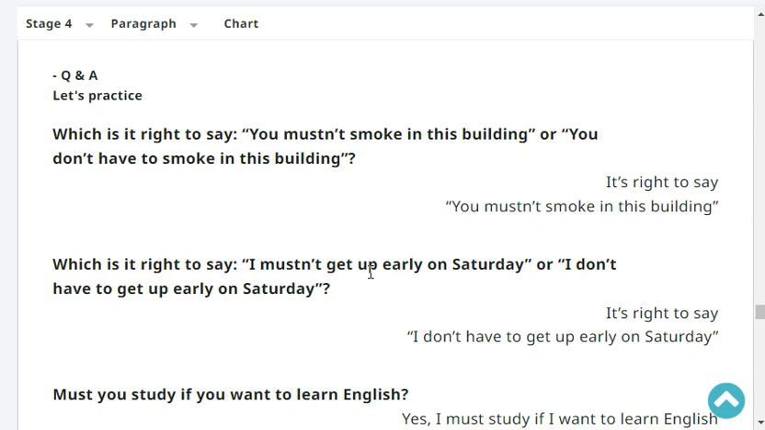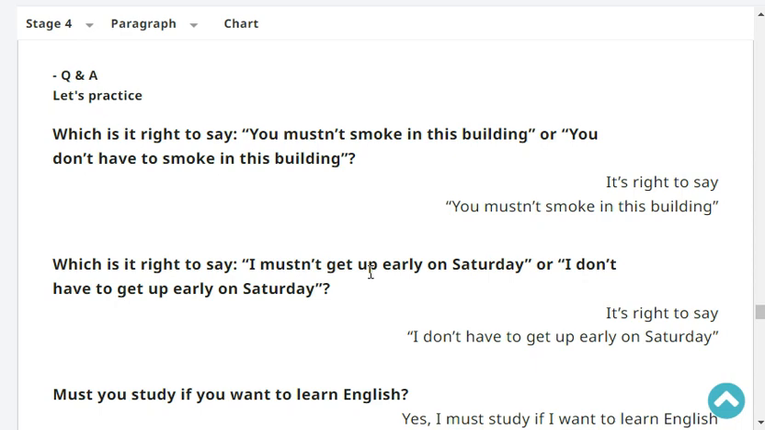It's right to say you mustn't smoke in this building. Very good. Which is it right to say, I mustn't get up early on Saturday or I don't have to get up early on Saturday?